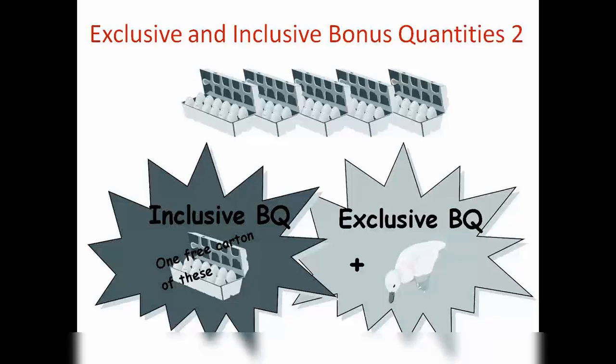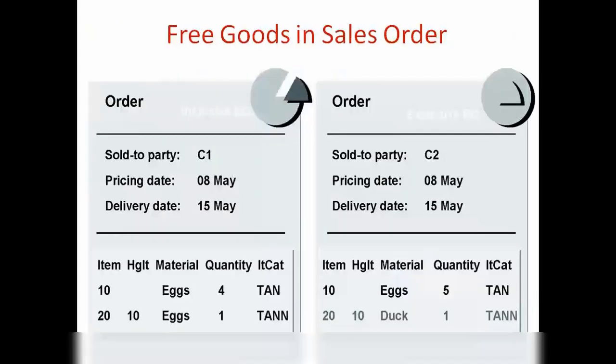It's not the same product, it's something else. Here they're providing chicken or something free, but it could be something else. So, free goods in the sales order. Again, on the left hand side you can see inclusive, on the right hand side you can see exclusive. Let's see inclusive first on the left hand side.